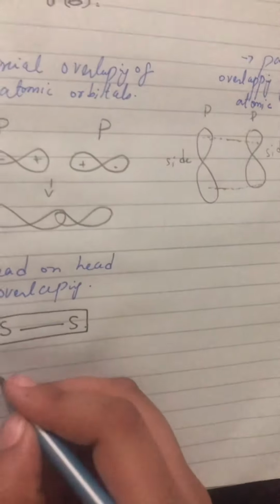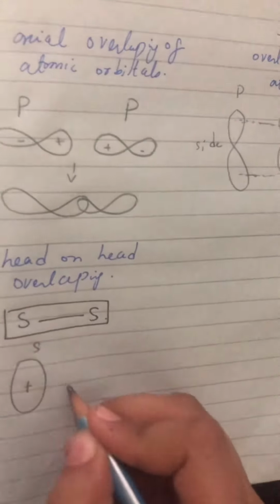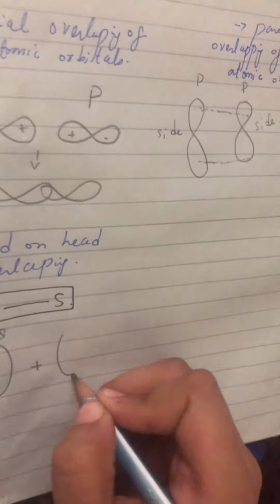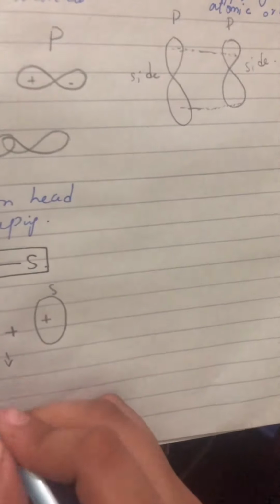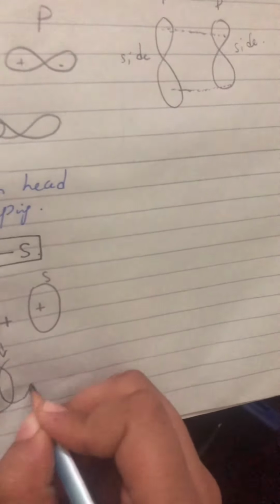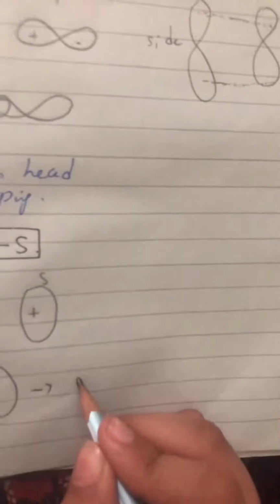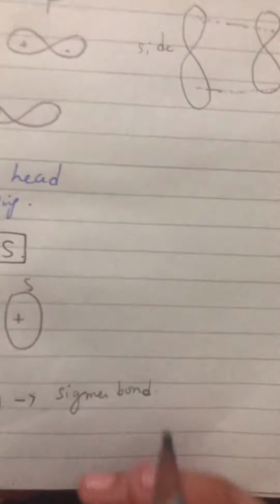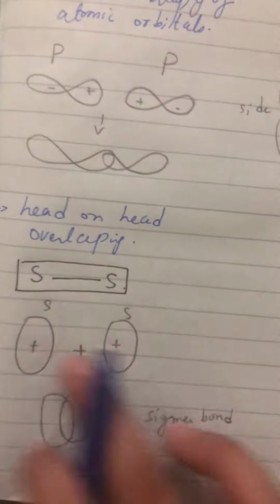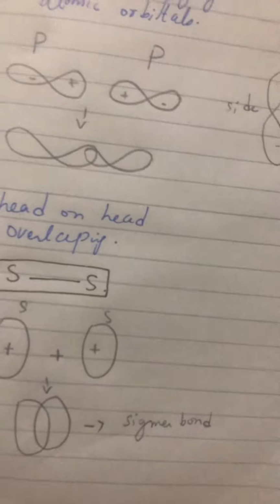Like here we are having s, and as we all know, s has a spherical shape. This is s. When it makes a bond with another s, the result will be like this. This will be called sigma bond. Like you can see here, this is a head-on-head overlapping, or we can say axial overlapping. So that will be the sigma bond.